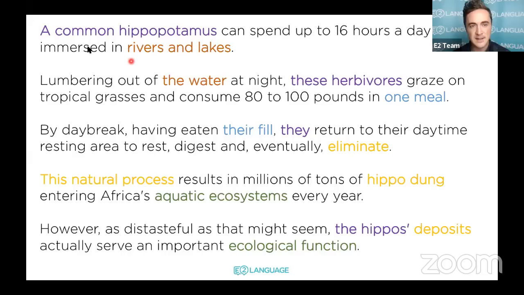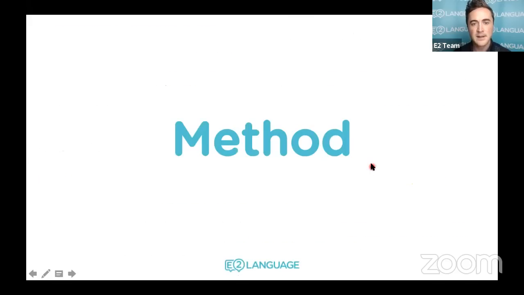Cool. Rivers and lakes becomes the water. One meal becomes their fill. Eliminate becomes this natural process, and then again to hippo dung, and then again to deposits. Here we've got aquatic ecosystems and then ecological function. So we can see how these words are connecting throughout. And there's lots of they, their, these critical grammar words that will help you to reconstruct that paragraph.